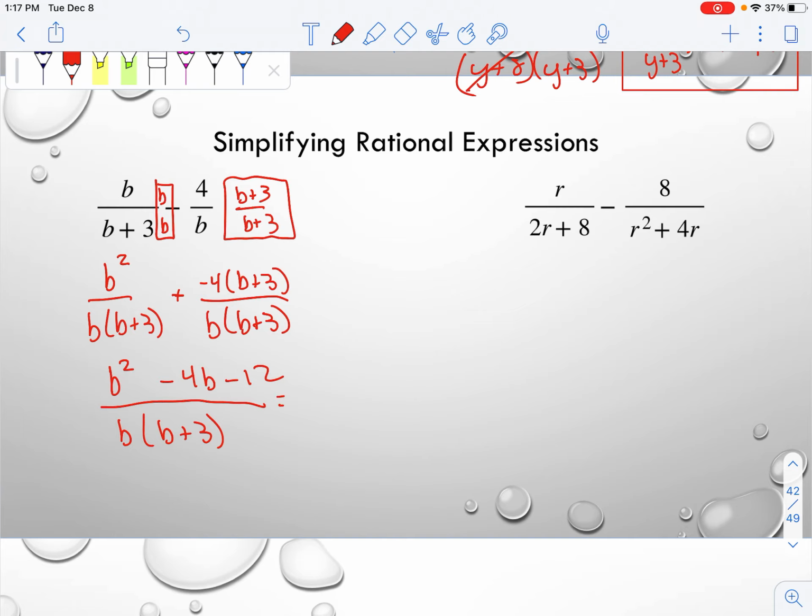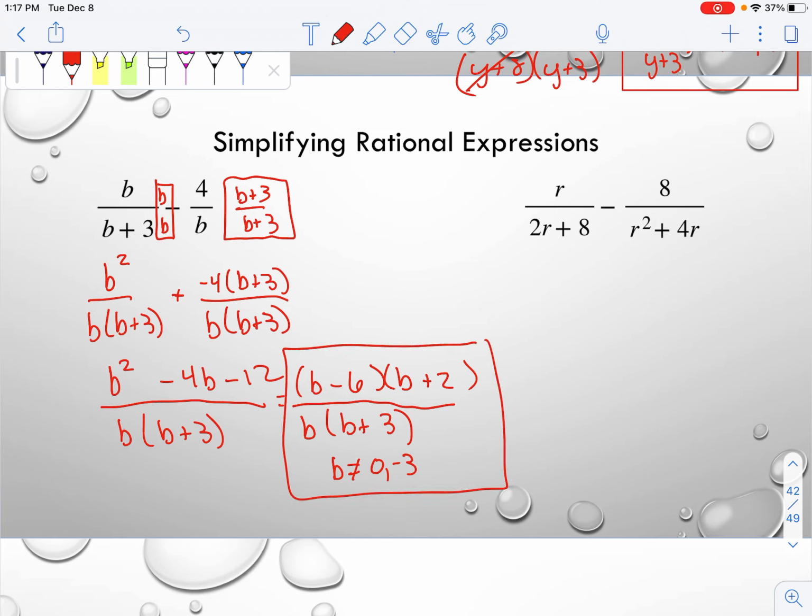Okay, so my numerator, what multiplies to be negative 12 and adds to give you negative 4? Well, that's negative 6 and positive 2. All right. And no common factors. So b can't equal 0 or negative 3. So that would be my final answer there.